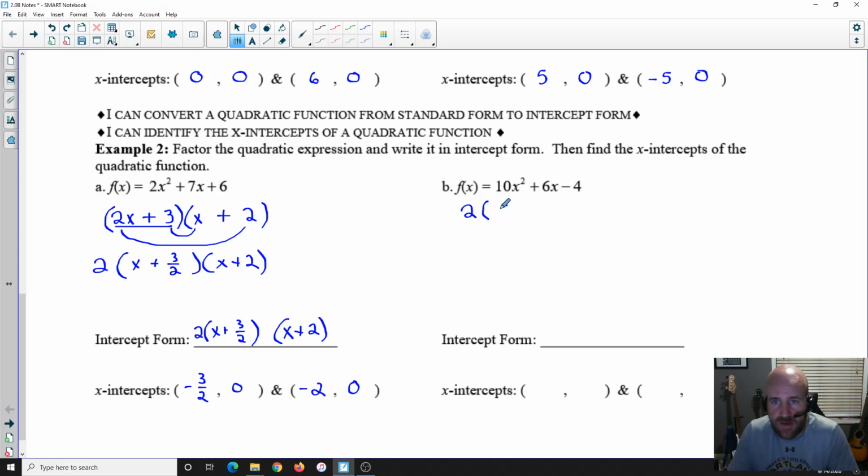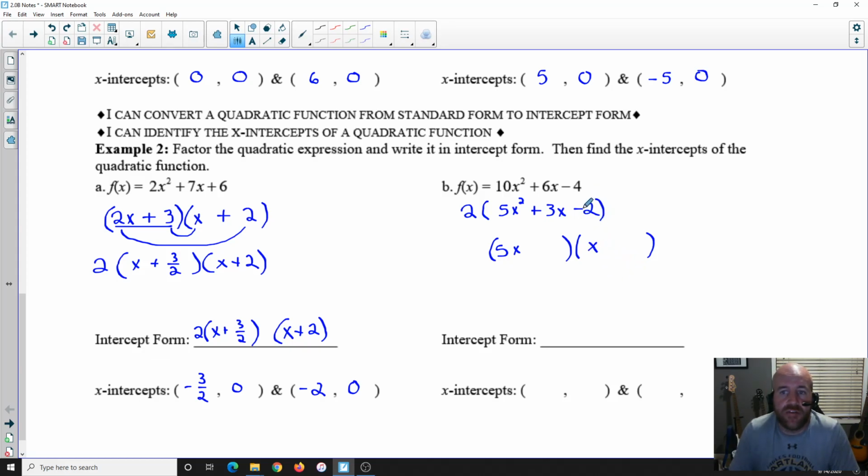So if I divide everything by 2, that's going to give us 5x squared plus 3x minus 2. Okay, that makes the amount of factors of the numbers that we have to think about a lot less. So factors of 5, well, there's only 5 and 1 because it's prime. So we know that it's going to be 5x and x.